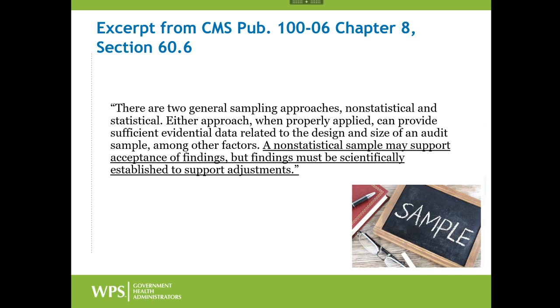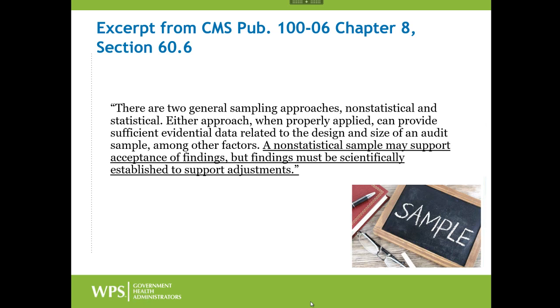Now, this is another excerpt from 60.6, talking about the non-statistical and statistical approaches. Either one is fine to start with, but the key thing here, a non-statistical sample may support acceptance of findings. So if that was a probe sample and the auditor looked at 5 or 10 units and they did not find any error rates or no issues that were concerning, that may be enough to accept that the listing was correct. But if there were errors noted, then again, if it's a judgmental sample, the only thing they can do at that time is adjust what they found.